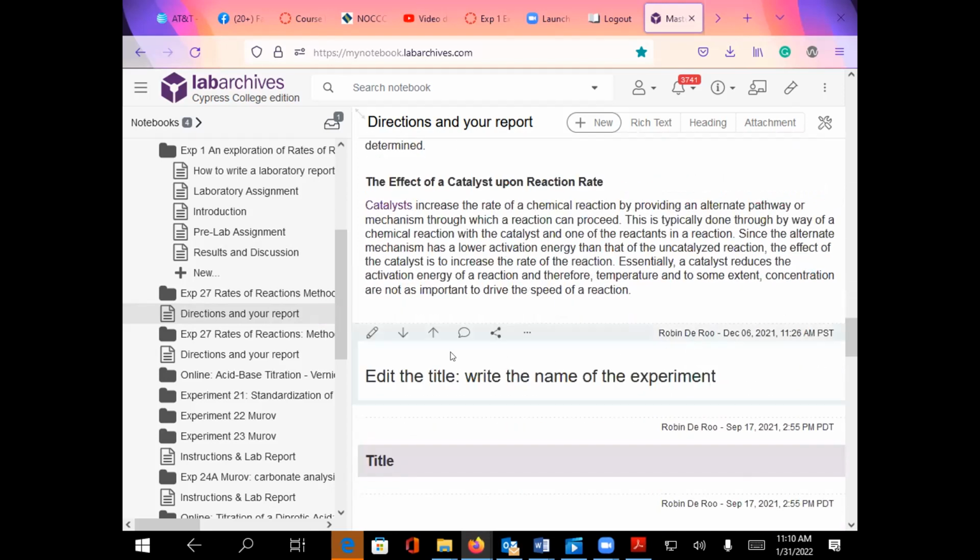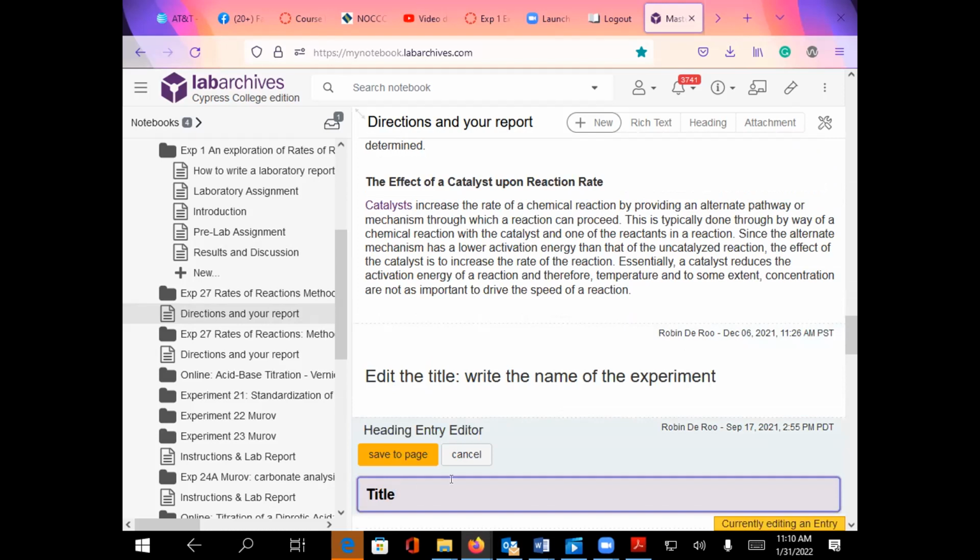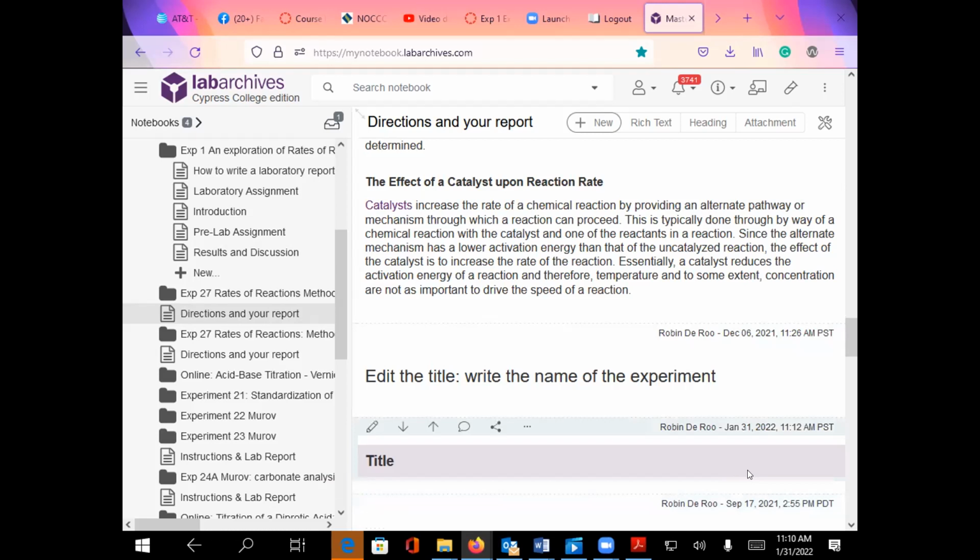Okay, so it says edit the title. So you would go in here and you would put in the title. What is it? Experiment 27, rates and mechanisms of reaction. So this is part of your job. And then save the page. I'm going to delete it because that's going to be part of what you're going to do. That's part of a formal laboratory report, the title of it.